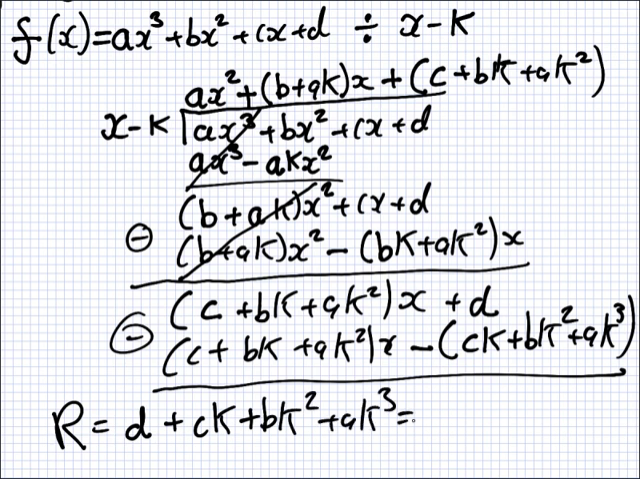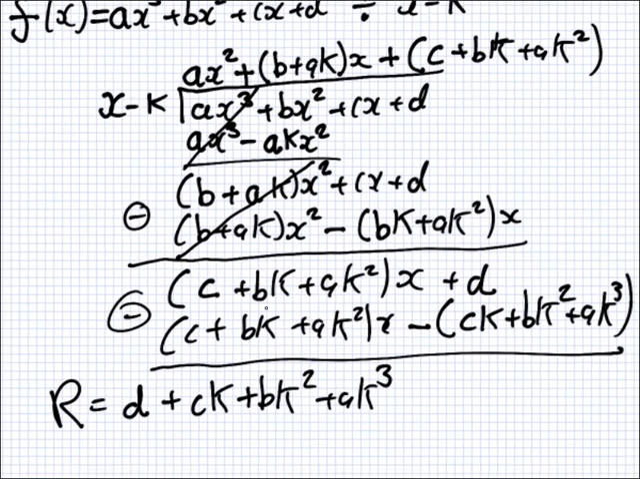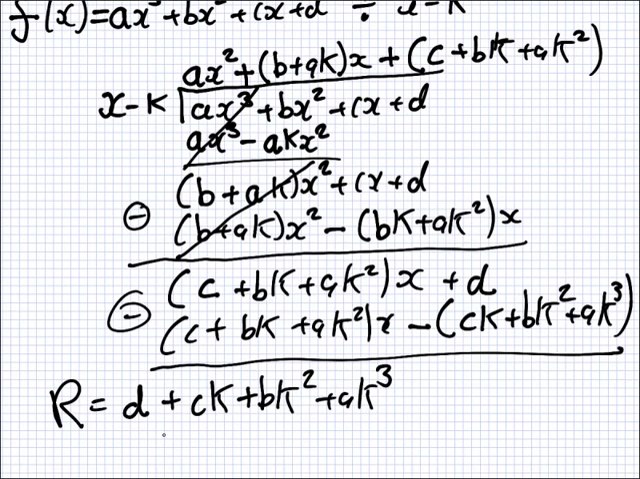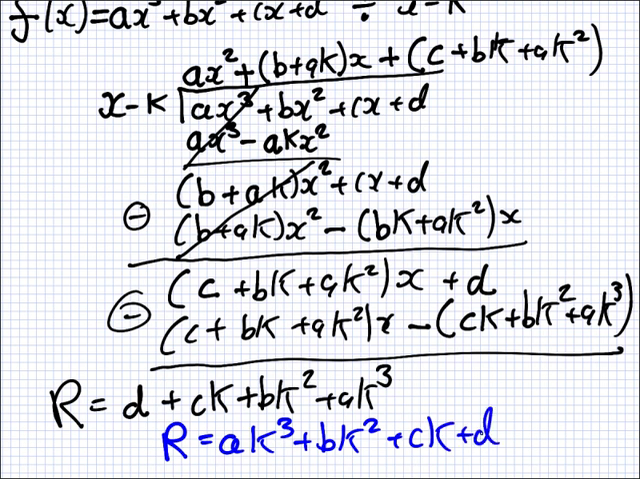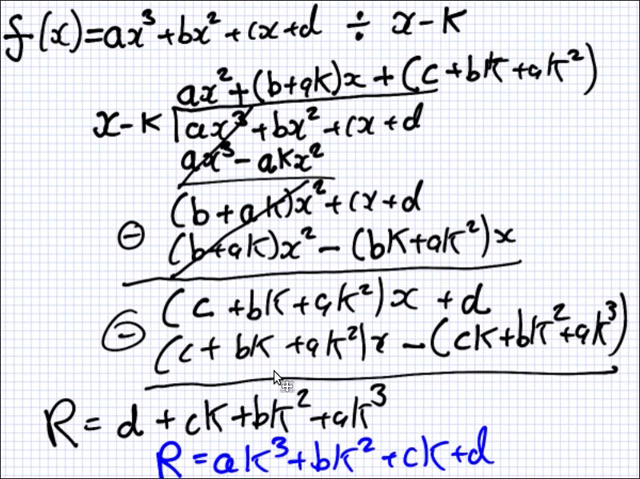Yeah? Now just to make this look a little bit neater, I'm just going to write my formula out starting with the cubed. So the formula for the remainder is ak cubed plus bk squared plus ck plus d. Now, where on earth have we seen something like that before? Yeah? Does it look in any way familiar?